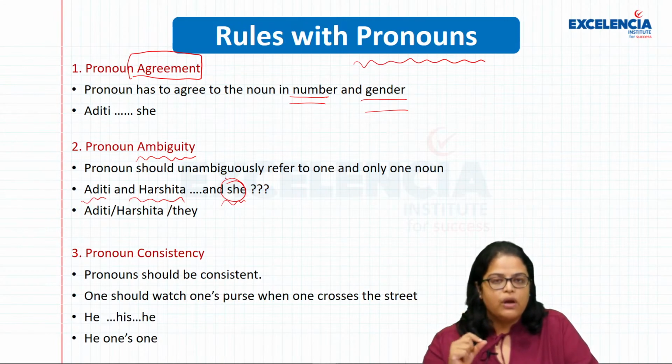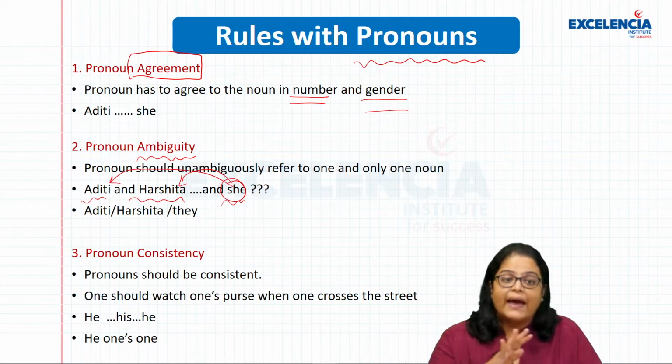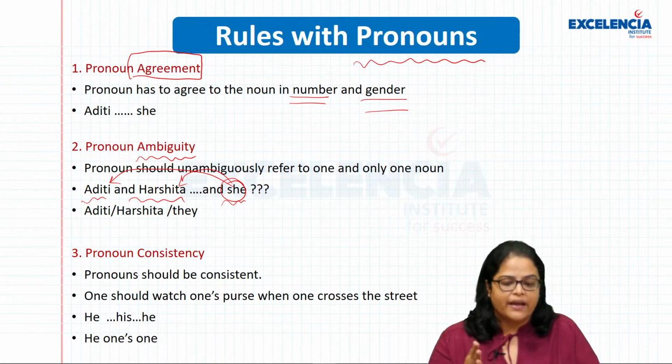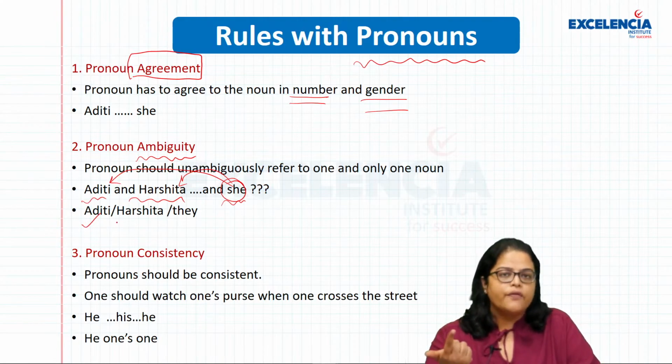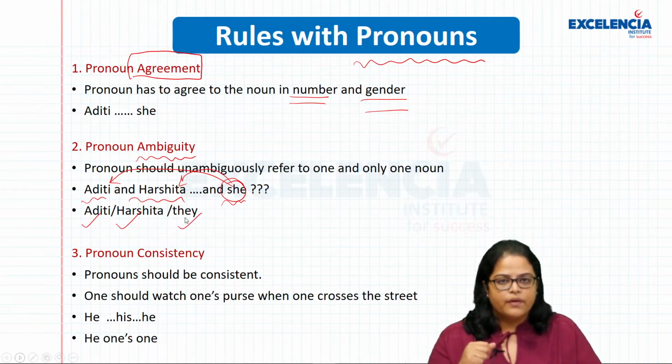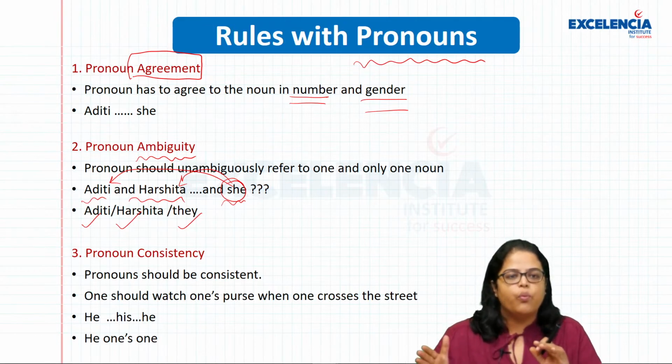There is no rule that the she has to refer to the latter or to the former. So the she is ambiguous. So what do I do then? I will either have to say Aditi was wearing a green dress if she was wearing the green dress, or if I want to refer to Harshita, I'll have to use Harshita, or if I'm speaking of both, I will use a they. So ambiguity says that the pronoun should clearly have only one reference.